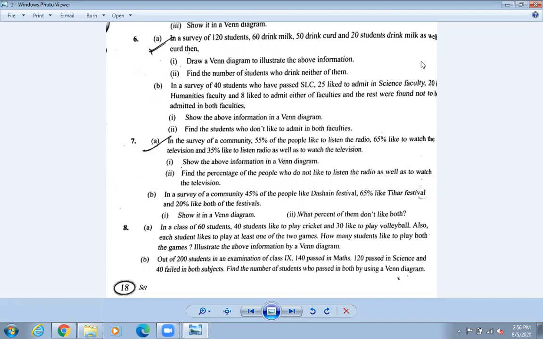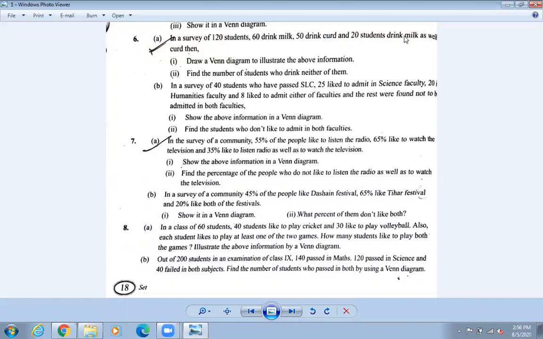In question number 6, we can see in a survey 120 students. 120 students means it is NU. The total is always represented by NU. 60 drink milk, that means NM is 60. 50 drink curd, that means NC. Curd is represented by C, and milk is denoted by M. Curd means dahi.